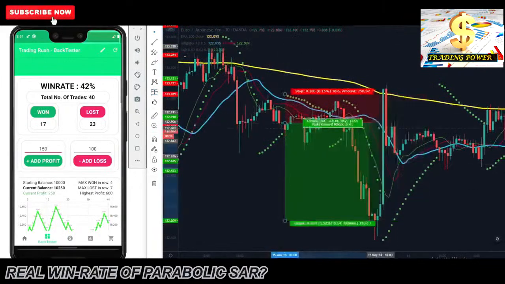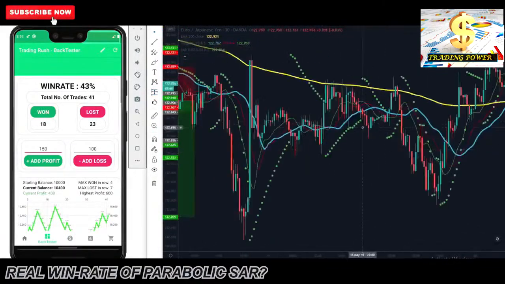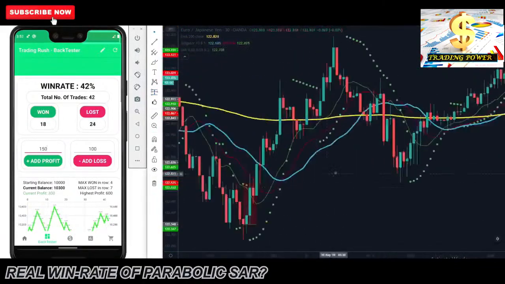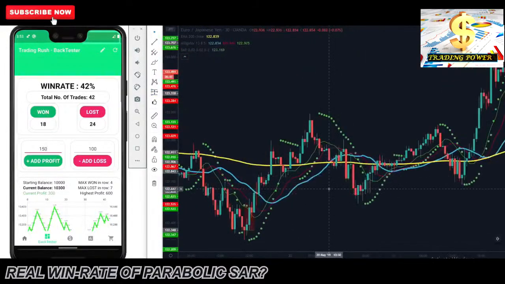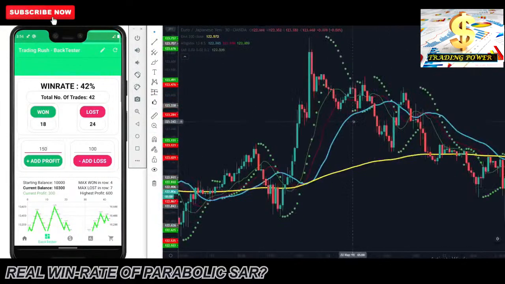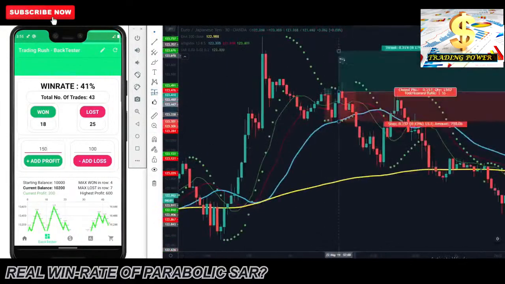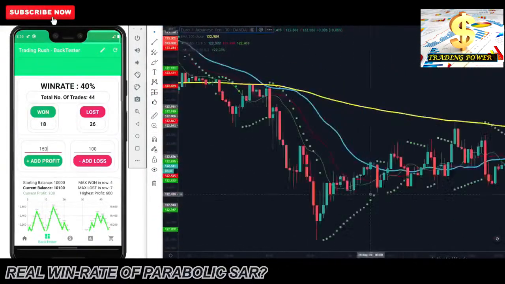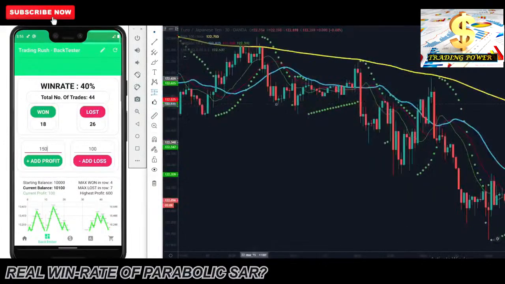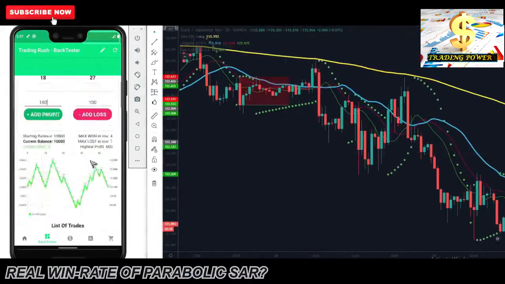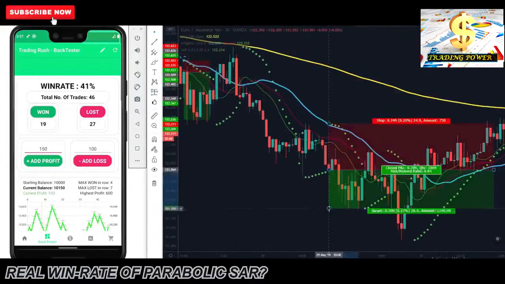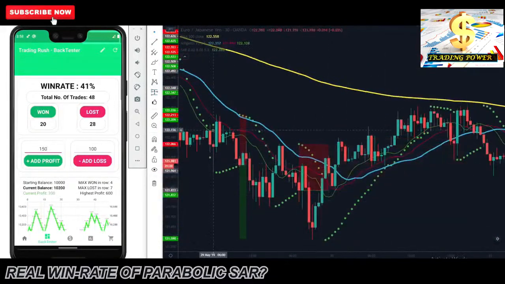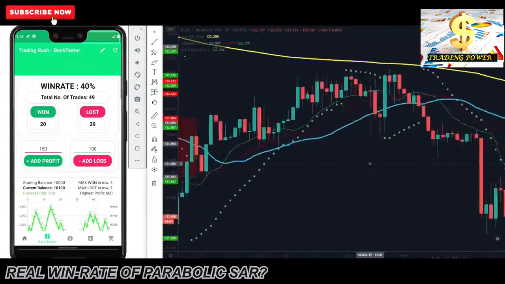see, the risk to reward ratio and win rate are inversely proportional to each other. In other words, if I increase my risk to reward ratio, my win rate will decrease, because price will have to make a big move to reach that profit target, and that doesn't happen every time. Similarly, if I decrease the risk to reward ratio and set the profit target very close to my entry, my win rate will increase, because price will have an easier time reaching my profit target.